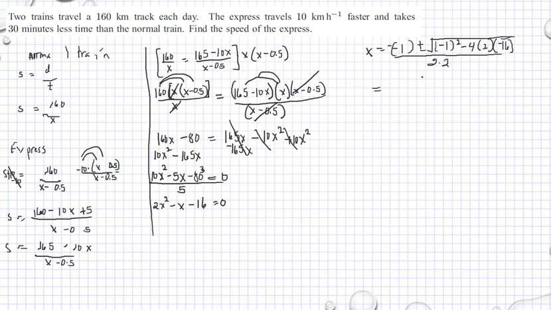And then we have 1 plus minus the square root of 1 plus 64 times 2, 128, divided by 4. And then if we consider only the positive, we have 1 plus the square root of 129 divided by 4.